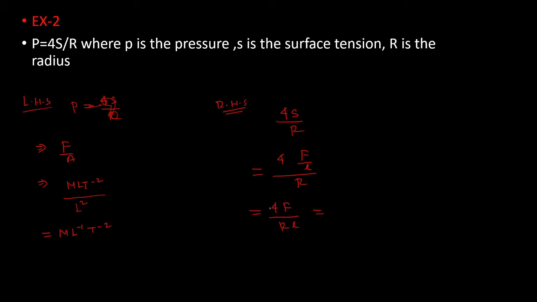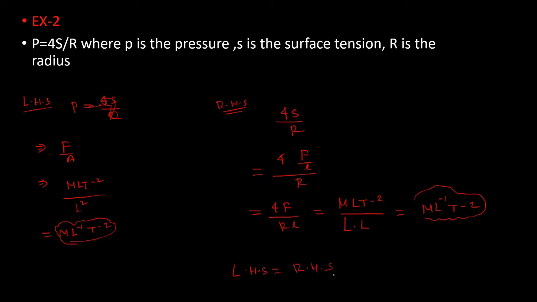Now what will be the dimension of S if I want to find it out? The force is M L T to the power minus 2. What is the dimension of R? R is the radius, so definitely it will be L, and small l is also L. So the complete term will be M L inverse T to the power minus 2. So once again, left hand side equals right hand side, which means this equation is satisfied.